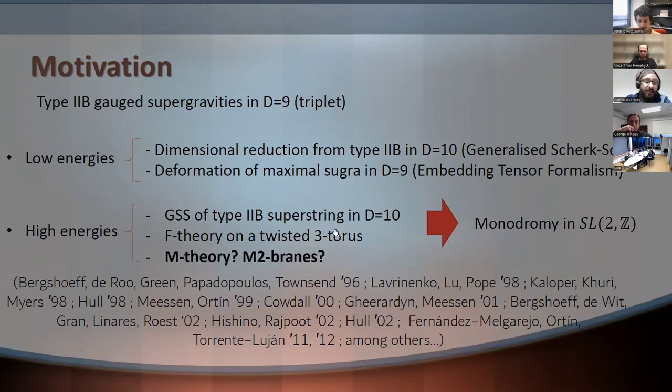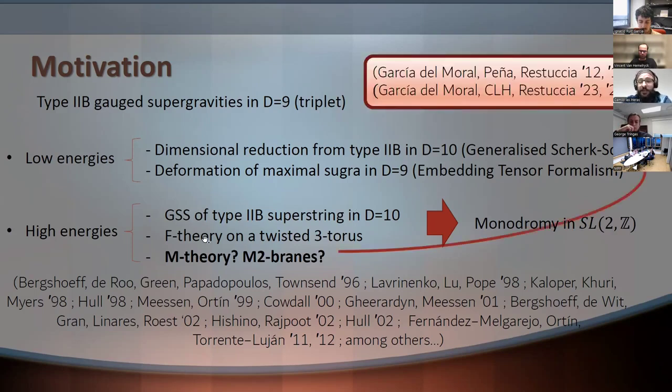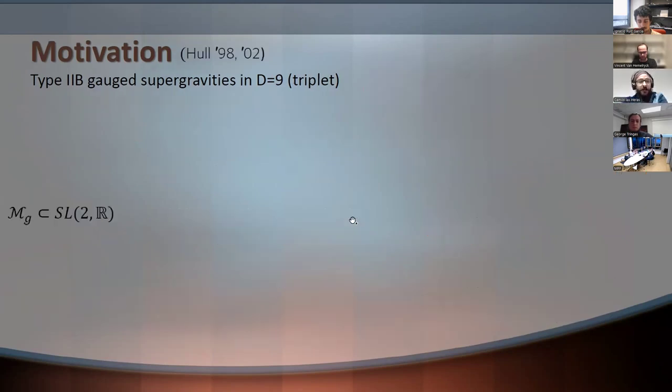So the question that we want to address is, how can we relate these gauge supergravities to M theory and in particular to M2 branes? Is there any relation that we could find? This question has been addressed in the literature, but I would emphasize that in the last 2 years, we have found some specific links between M2 branes and these gauge supergravities, and I will try to talk about this link in this talk, okay?